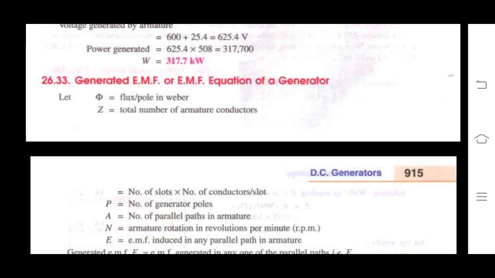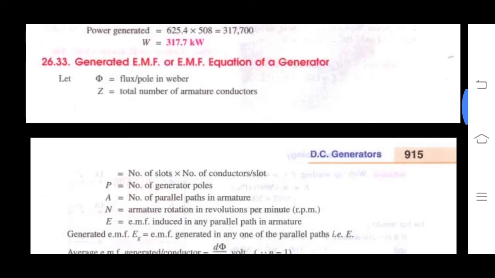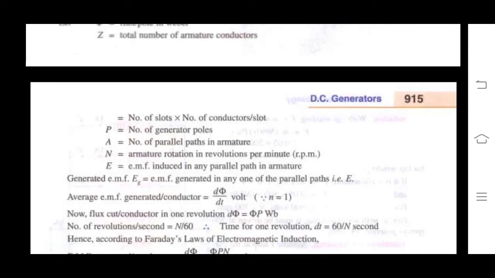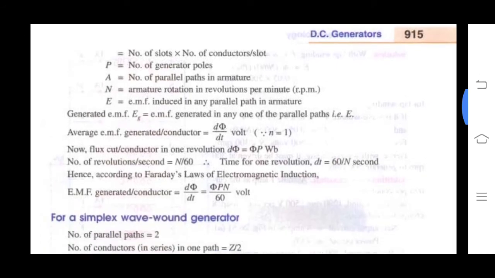Φ is the flux per pole in webers. Z is the total number of armature conductors, that is the number of slots into the number of conductors per slot. So the EMF generated per conductor equals ΦPN by 60.